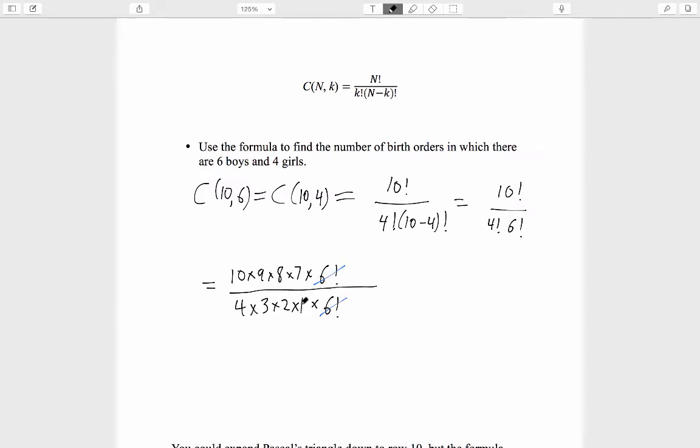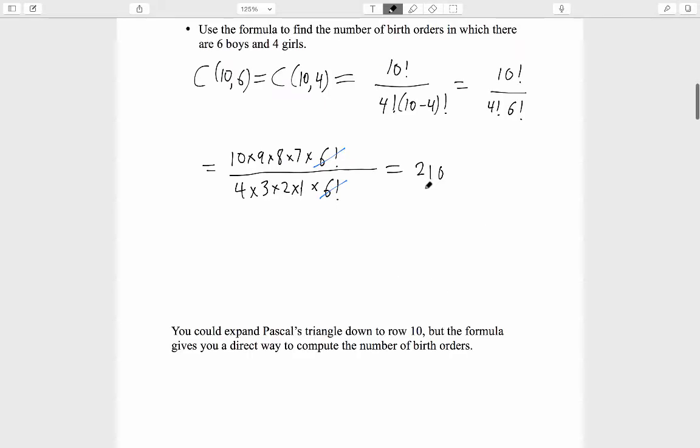This cancellation is much less important when you're doing the computations on a machine than when you're doing them by hand, but it's still important to understand that underneath it all, this cancellation is taking place. At the end of the day, we're computing a product of 4 numbers in the numerator divided by 4 numbers in the denominator. This turns out to equal 210. Now you could expand Pascal's triangle down to row 10, but the formula gives you a direct way to compute the number of birth orders.